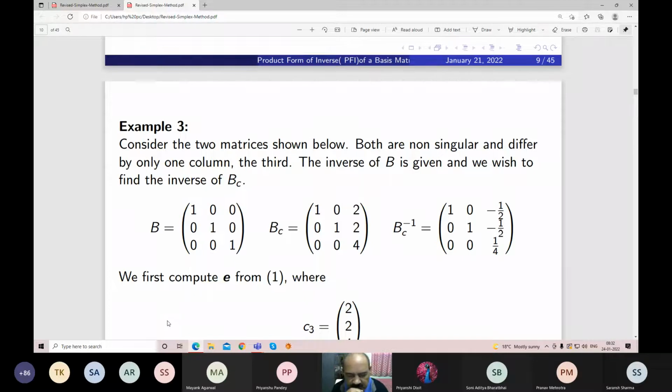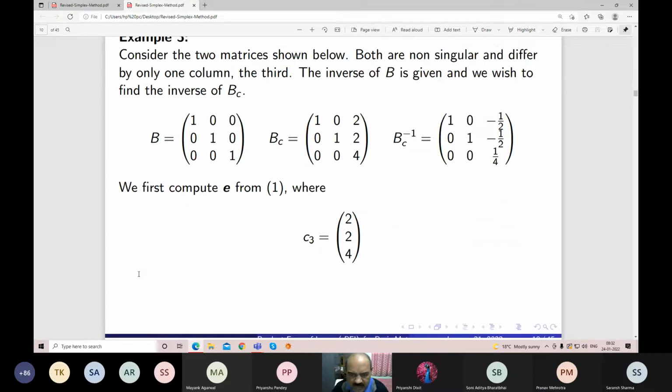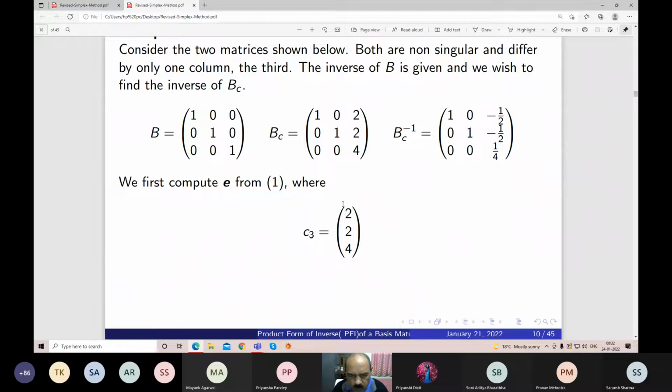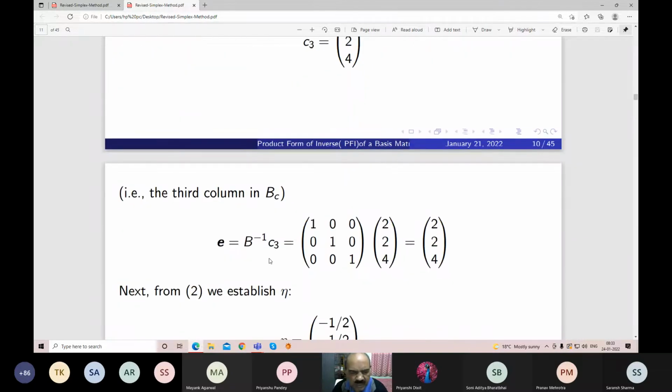The third column is different, so we want to identify what the third column is. The third column elements are 2, 2, 4. That is our E vector, the third column. You can name it column 3, with elements 2, 2, 4. If you multiply B inverse into C3, you will have the same C3. There is no change because B inverse is the identity matrix. That is 2, 2, 4.